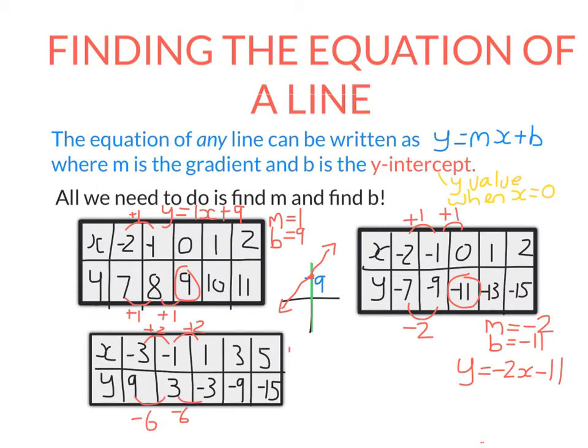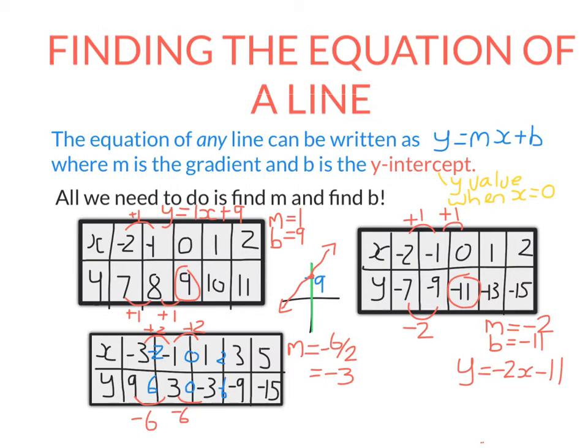So the gradient here is minus 6 over 2, which is minus 3. This is saying each time x goes up by 1, y would go down by 3. And that makes sense. If I put x is minus 2 in here, the y value would be 6. If I put x is 0 in here, the y value would be 0. And so on. If I put 2 in here, I would get the y value minus 6.